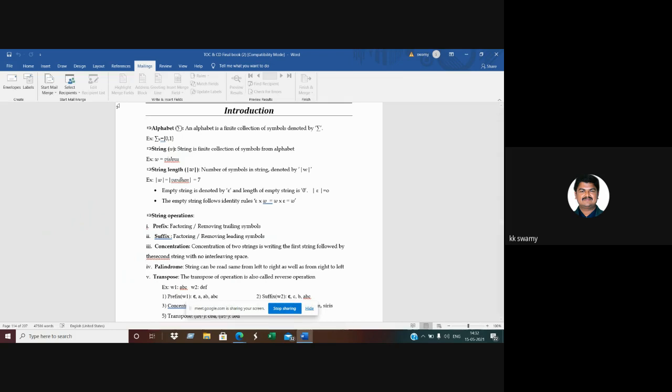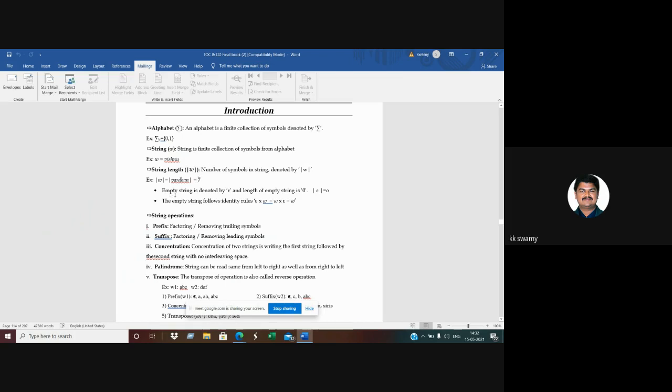Now, string length. The length means how many characters are available in the string. It is represented by mod w. That means the number of characters available in the string is called the length of the string. Suppose I have mod w equal to mod Vardhan, how many characters are there here? 7 characters.